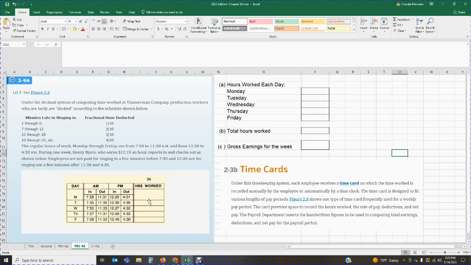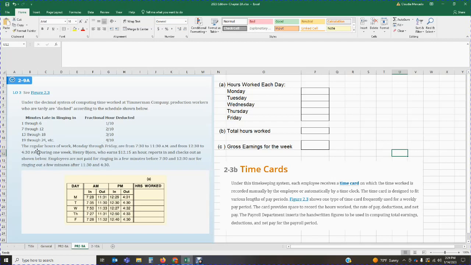So in this particular example, problem 2.9a, it says that under the decimal system of computing time worked at Timmerman Company, production workers who are tardy are docked according to the schedule shown below. If you're between 1 to 6 minutes late, you get penalized 1/10 of an hour. If you are late between 7 to 12 minutes, you get penalized 2/10 of an hour. If you are 13 to 18 minutes late, 3/10, and then 19 to 24 minutes late, 4/10 of the fraction of the hour.